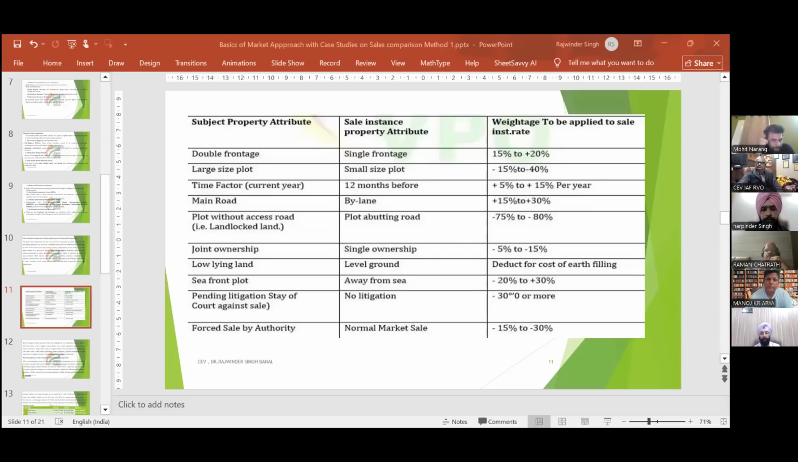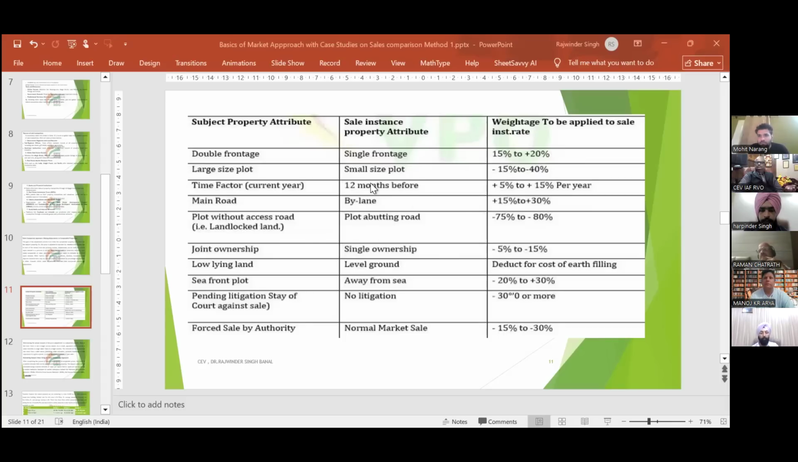Similarly, the property of which we are doing valuation is a landlocked land. It does not have any direct access. A plot without an access road is called a landlocked land.